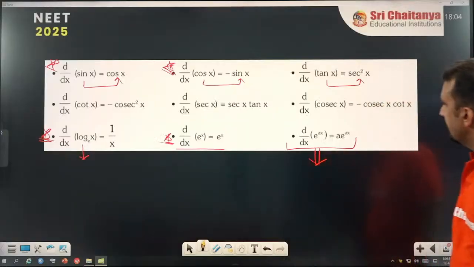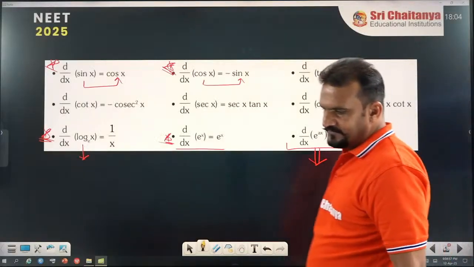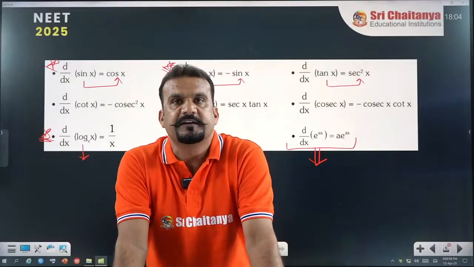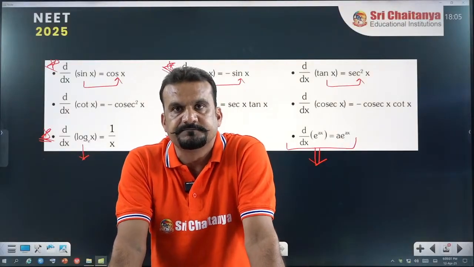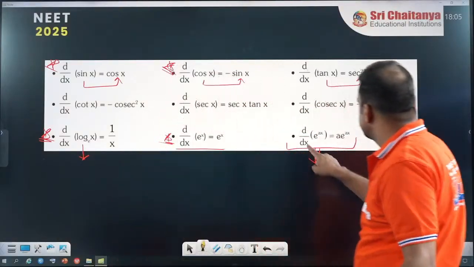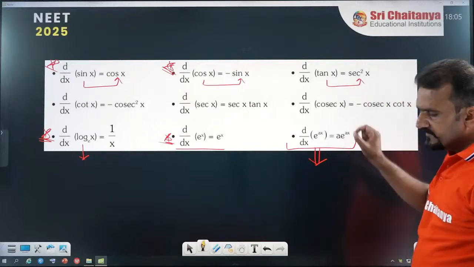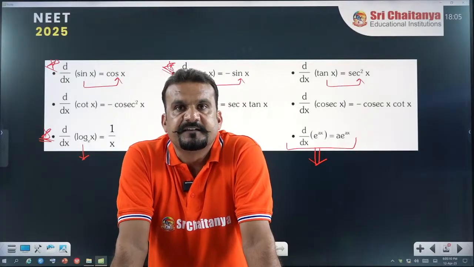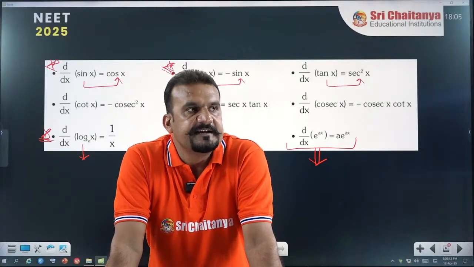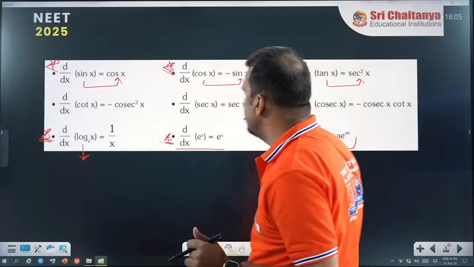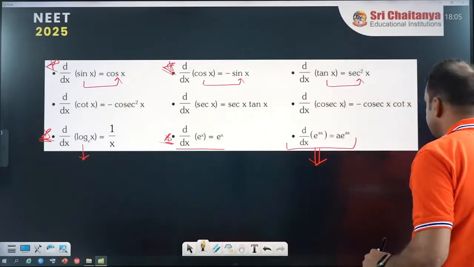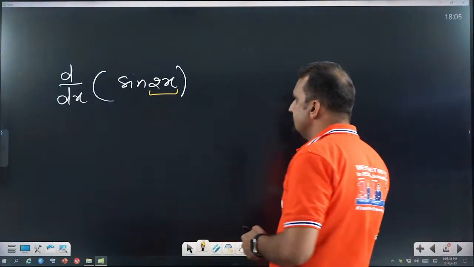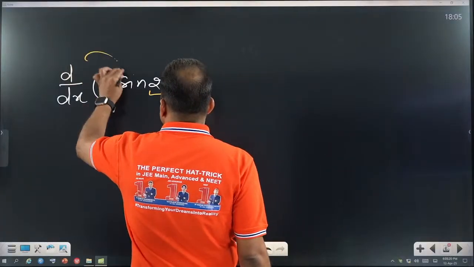In this function, what you have seen is e power ax. First differentiate e power ax like e power x. The differentiation of e power x is e power x only. After that we will differentiate ax. A into x will be differentiated: a stays outside and the differentiation of x is going to be 1. That means if we calculate this differentiation, you tell me what the differentiation is. Write in comment fast.